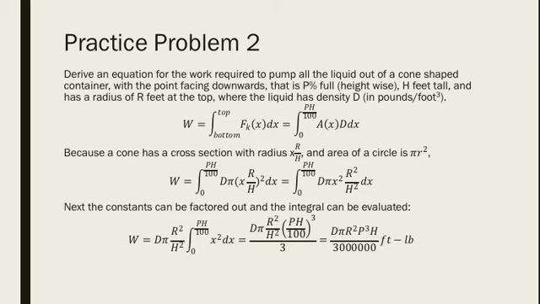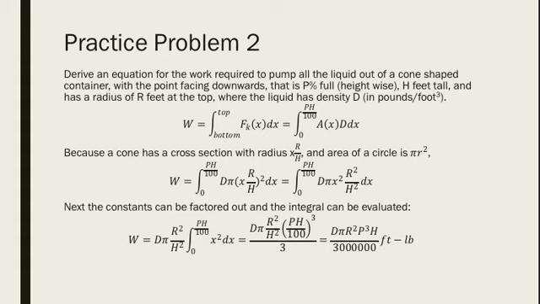Next, for simplicity, the constants can be factored out, and then the integral can be evaluated. We know that the bottom is 0, and anything multiplied by 0 is 0, so we can neglect the bottom, and instead simply take the integral and plug in ph over 100.